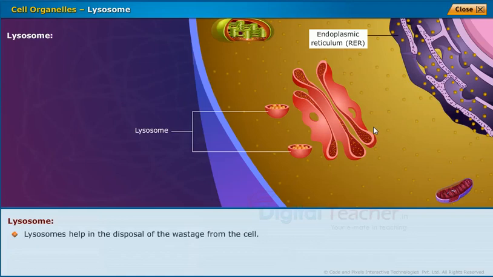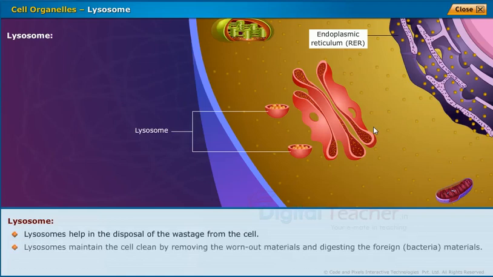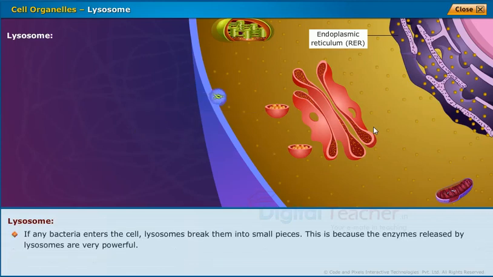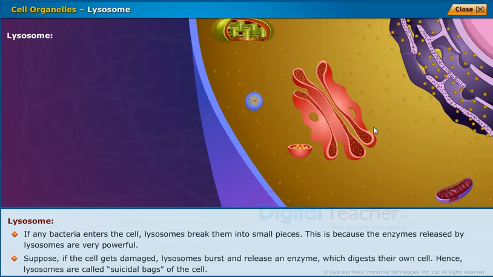Lysosomes help in the disposal of waste from the cell. Lysosomes keep the cell clean by removing worn-out materials and digesting foreign or bacterial materials. Lysosomes contain destructive enzymes. If any bacteria enter the cell, lysosomes break them into small pieces. This is because the enzymes released by lysosomes are very powerful. Suppose the cell gets damaged, lysosomes burst and release enzymes which digest their own cell. Hence, lysosomes are called suicidal bags of the cell.